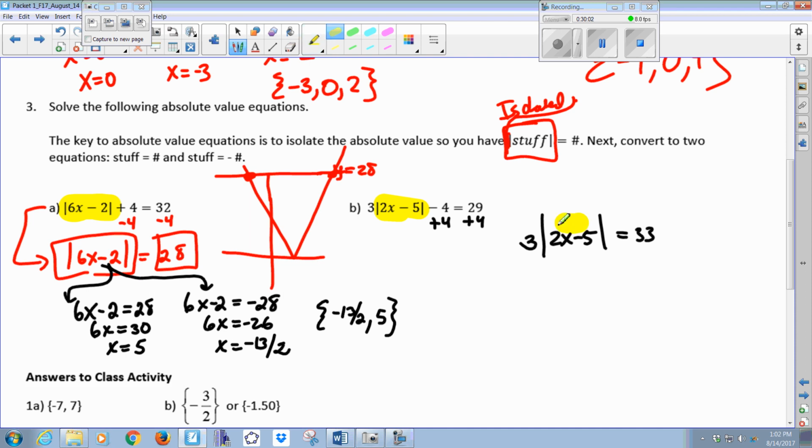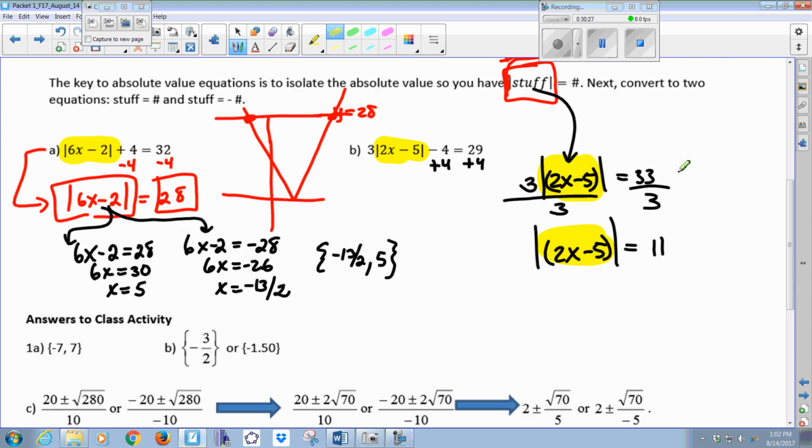And I'm going to keep my little yellow blob with me. It's going to follow me. That's my expression inside. This is my stuff right here. And now I divide both sides by 3. And now I get my absolute value with my stuff all alone on the left side and the constant on the right. Okay, that's your goal, your initial goal.